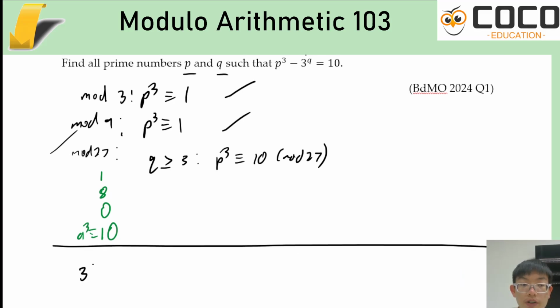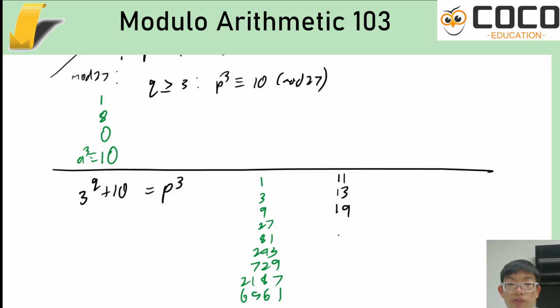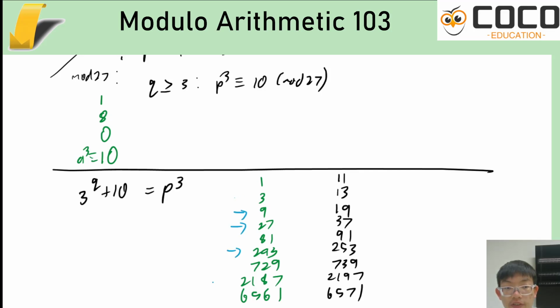Now we are supposed to have 3 to the power of Q plus 10 be P cubed. So let me just write down powers of 3. In fact, I've already written down powers of 3 in the previous question. Let me write down a few more, and I'll look at when I add 10, do I have a cube? Because you're looking at primes, this is 2, 3, 5, 7. Actually, I only need to look at these 4. The next one is 11, which I don't feel like calculating, so that's why I stop here.